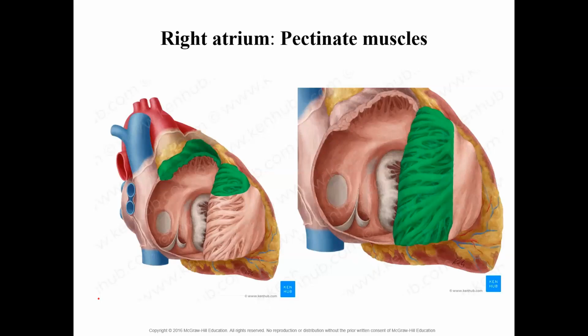The first chamber which I want to talk about is right atrium. Look at here. The right atrium receives deoxygenated blood from three veins. One of them is superior vena cava, one of them is inferior vena cava, and the last one, which I didn't mention before, is called coronary sinus. Let me show it to you.